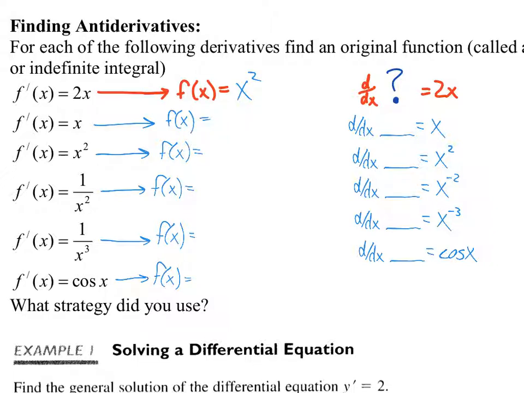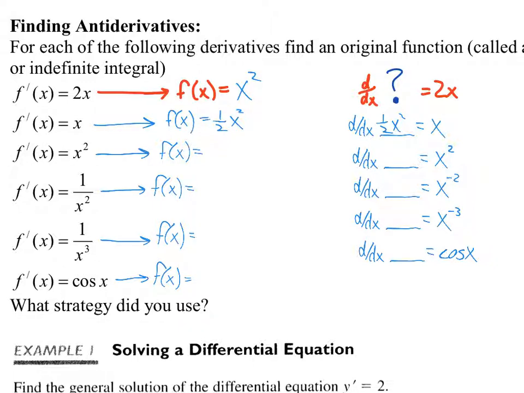So as we look at these other examples, when you had f prime of x equals x, what did you say the original function was? 1/2 x squared. A half x squared, okay? The reason is because when I do the derivative of x squared, I get a 2x, but I wanted it to be a 1, so I have just a half x, and that half will cancel out the 2 when I take the derivative, okay?